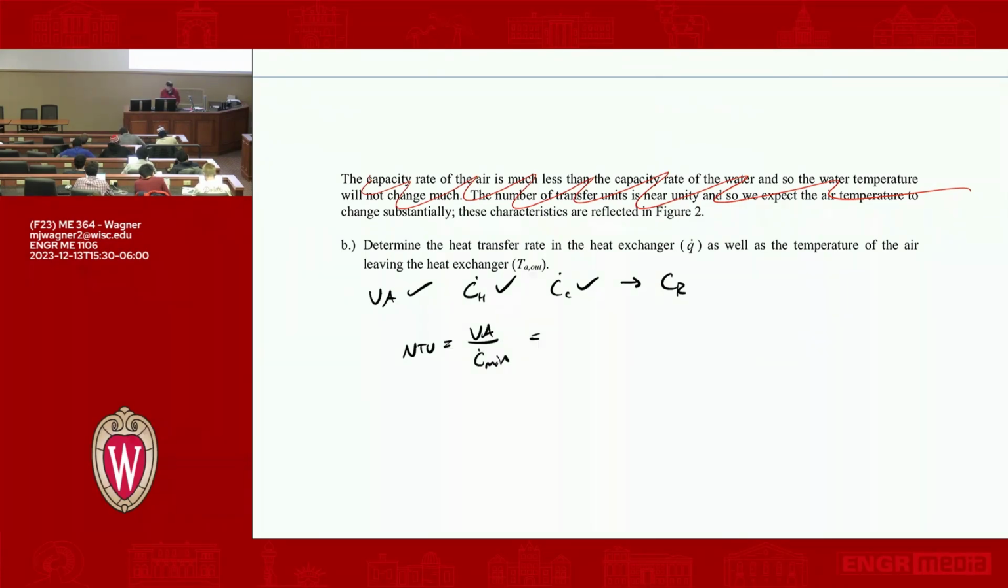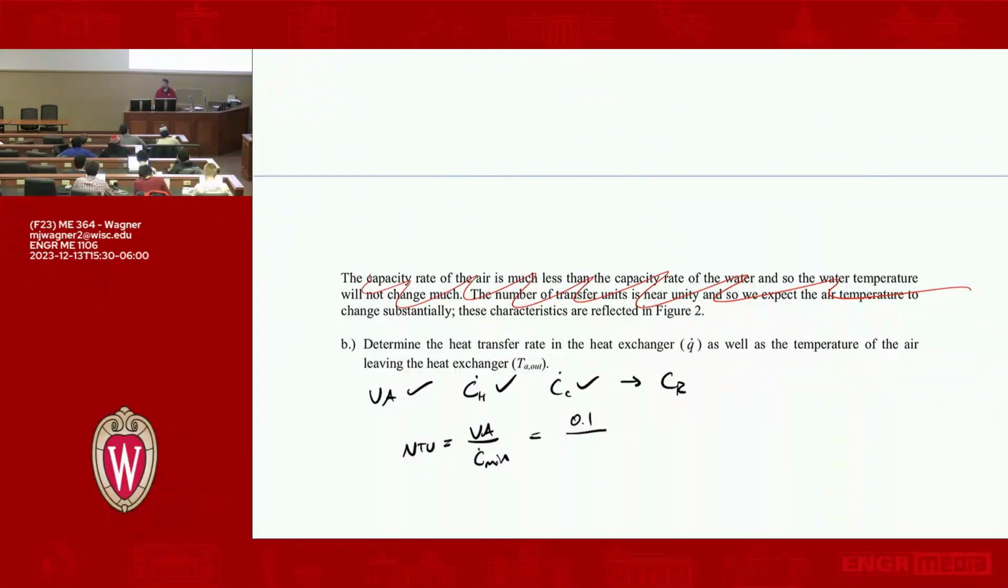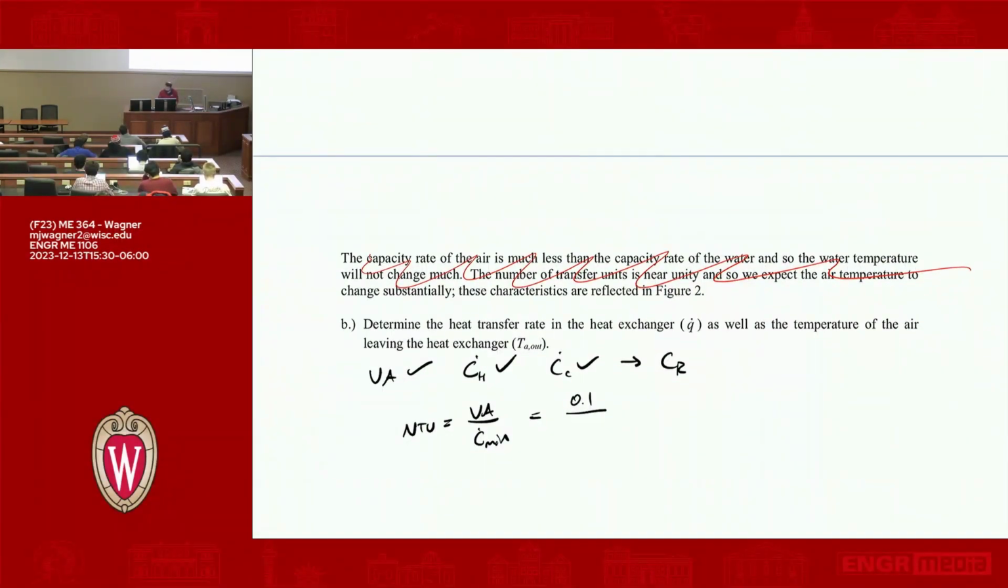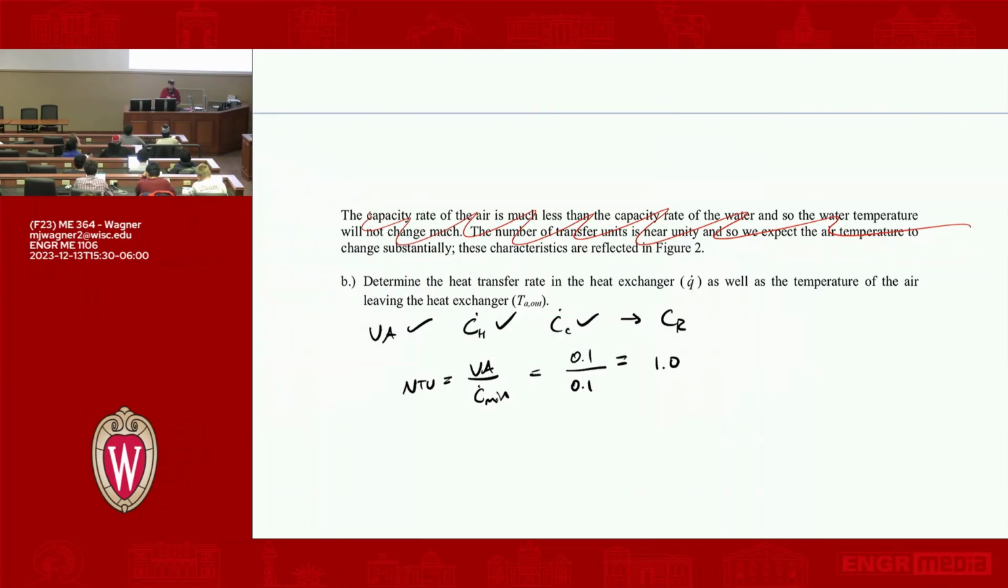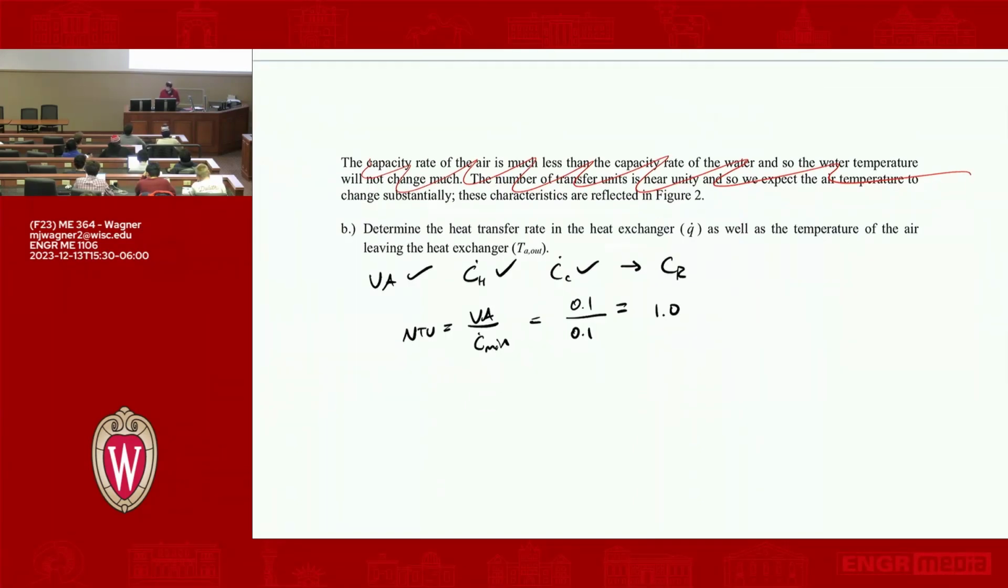So I can plug in values. This would be 0.1 for conductance divided by C dot min. C dot min, there was 10 and 0.1, so it's going to be 0.1. So my NTU is 1. Once I have an NTU of 1, maybe we can also compute the capacitance ratio while we're at it, CR. This is C dot min over C dot max, which is 0.1 over 10, which is 0.01.